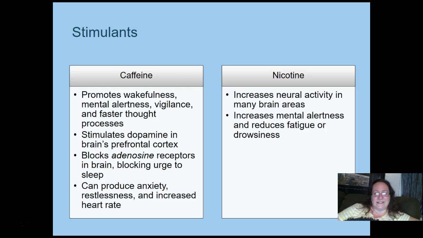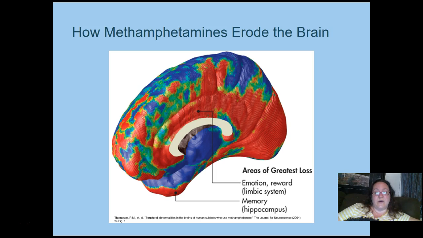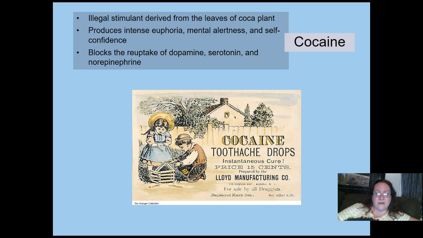Nicotine, a lot of people are surprised it's a stimulant because it feels like it calms them down, but it really is a stimulant. So it can increase alertness, reduce fatigue. Amphetamines, the most commonly known one is methamphetamine, meth. This can have a lot of feelings of euphoria, but it can lead to really extensive damage. So meth can erode your brain, especially those areas related to emotion, reward, and memory. So people who've done meth for a long time have 10% or so loss in these structures. So it's huge. So don't do it.